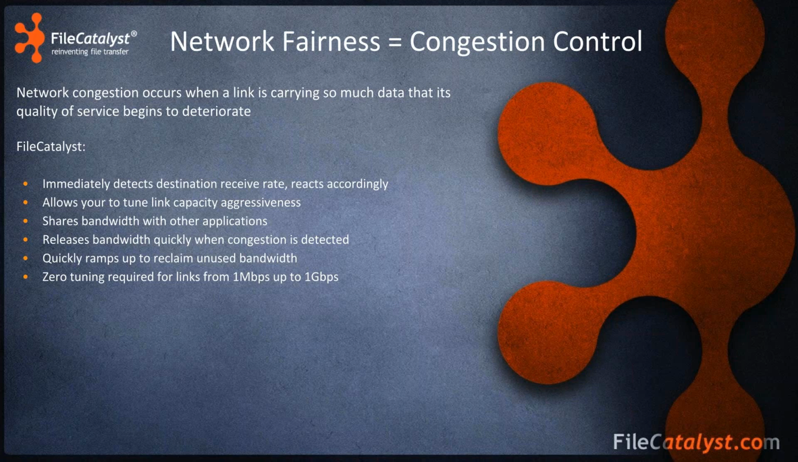There's no tuning required for links from 1 megabit up to 1 gigabit per second. We'll quickly ramp up and reclaim any unused bandwidth. As I mentioned, we'll slow down when we see other applications. Once the applications are done using the network, we'll ramp up and reclaim that unused bandwidth.